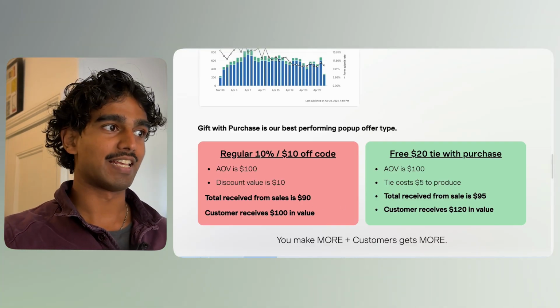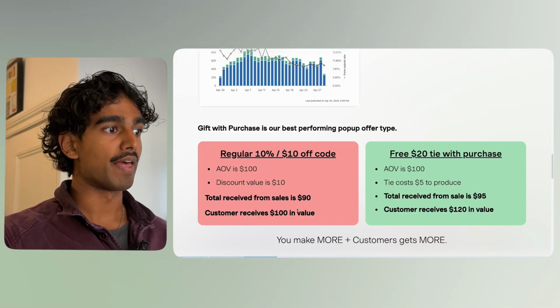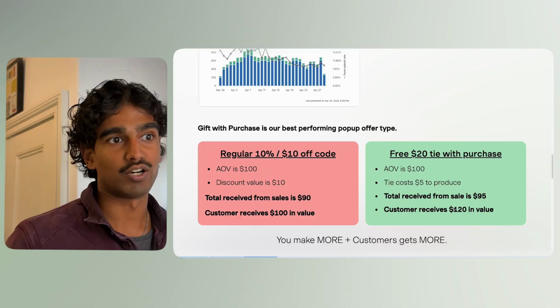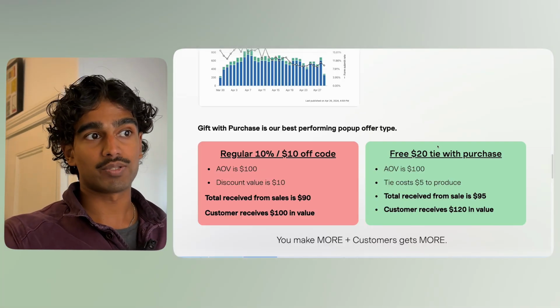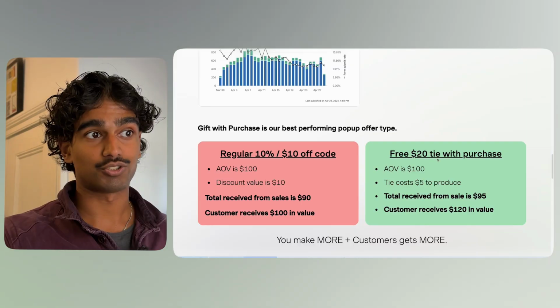So compared to the 10% off or $10 off example, you get more money in your pocket and the customer receives more value. So really, it's a win-win for everyone involved. And if, for example, ties were an item that were just sitting around your warehouse and weren't really selling, well, this helps clear out stock of ties as well.